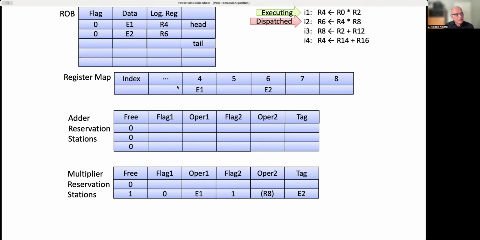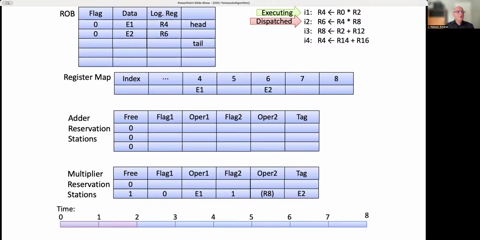There is one thing that we need. We need to have the register map. The register map is telling me that the logical register 4 has been mapped to the entry E1 of the reorder buffer, and the logical register 6 has been mapped to the entry E2 of the reorder buffer, because those are the entries that will contain these values once they are computed.